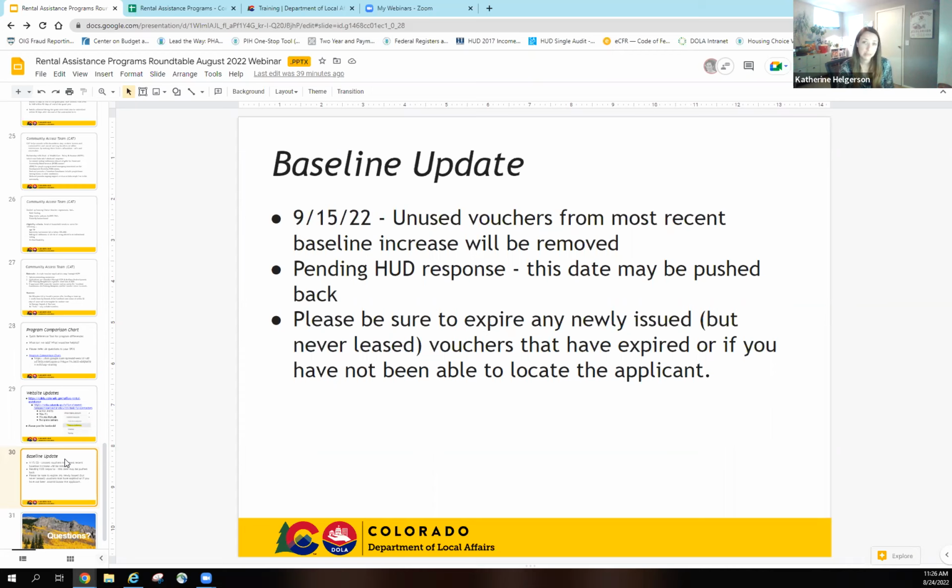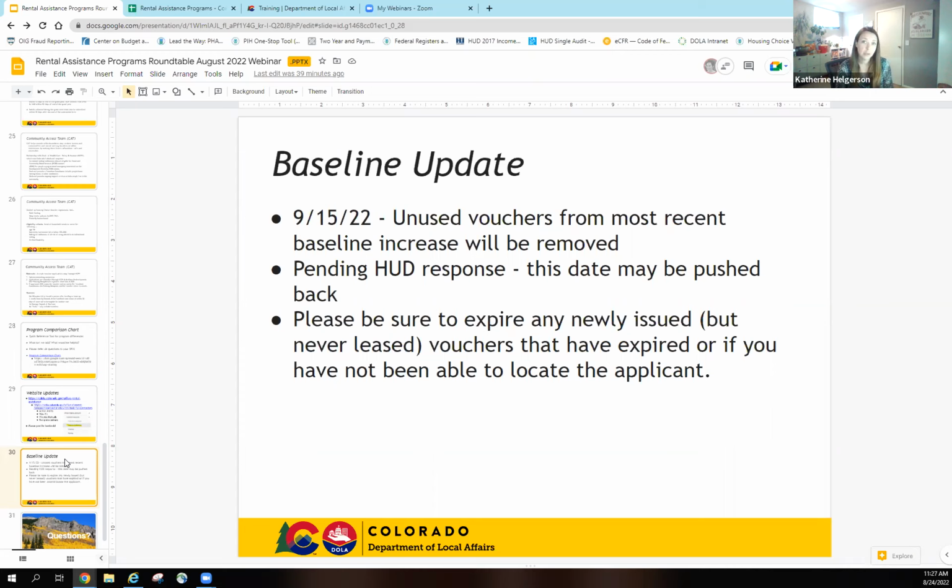We need to work on cleaning up those numbers. That plays a big role in my budget conversations with HUD. If they see we have a lot of vouchers still searching on the street, their concern is that they may all lease up, and we don't have the budget to support that.